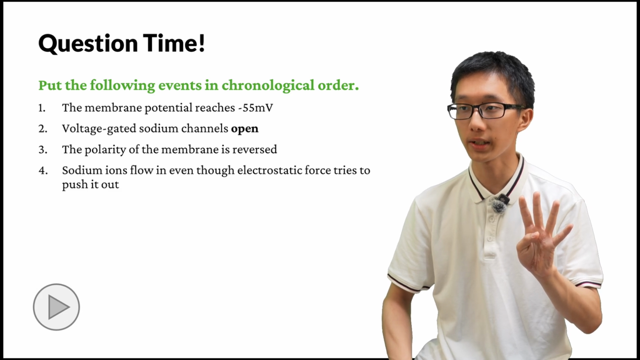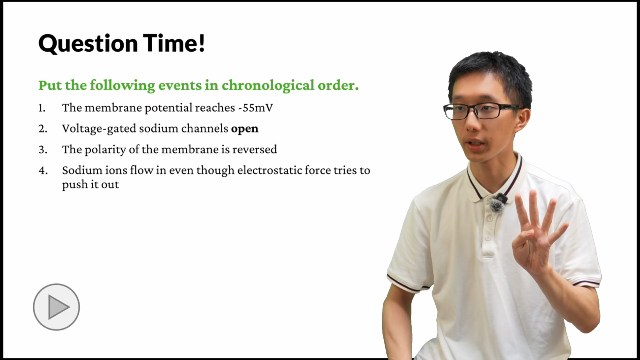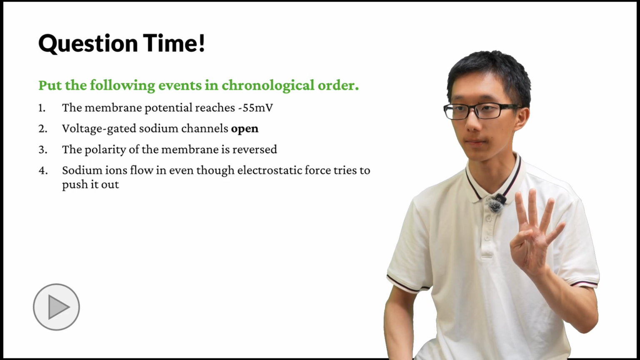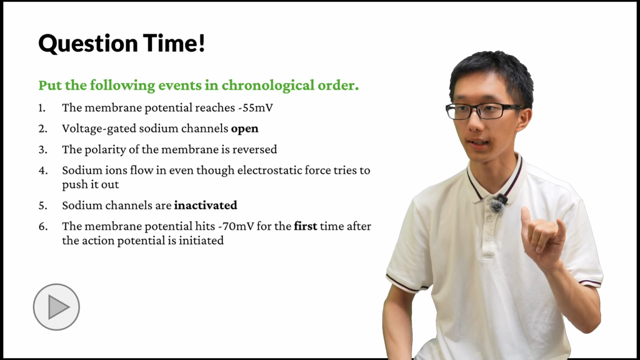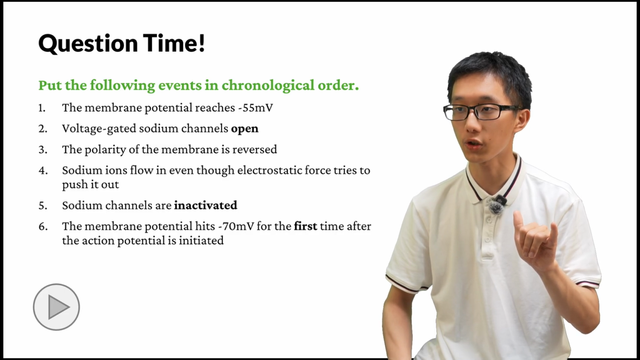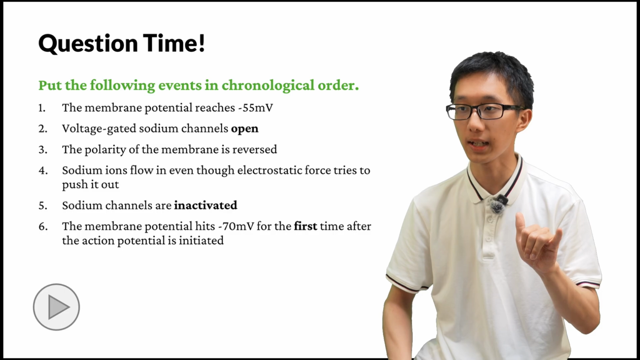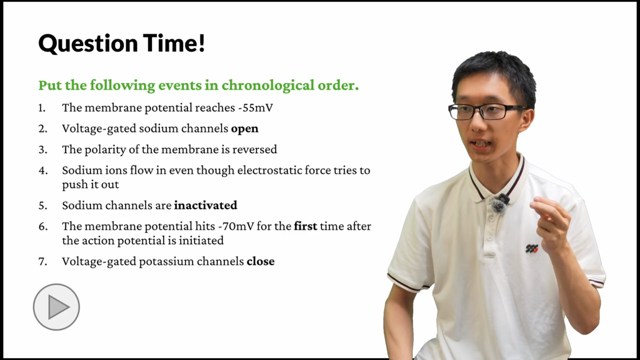This is because the polarity of the membrane is reversed, and now the membrane potential inside the cell is positive, so the electrostatic force tries to push the sodium ions out. However, due to the concentration gradient, sodium ions are still flowing in. 5. Sodium channels are inactivated. 6. The membrane potential hits -70 microvolts for the first time after the action potential is initiated. As you may recall, this is between the repolarization phase and the hyperpolarization phase. And 7. The voltage-gated potassium channels close in the middle of the hyperpolarization phase.